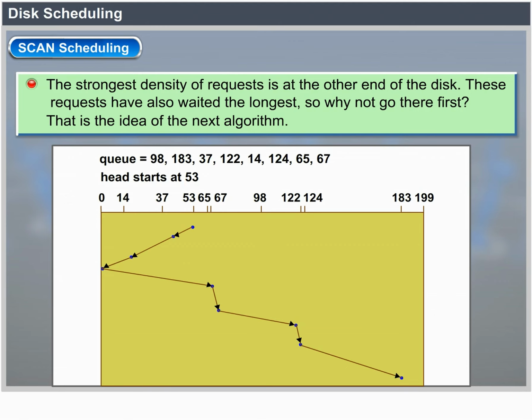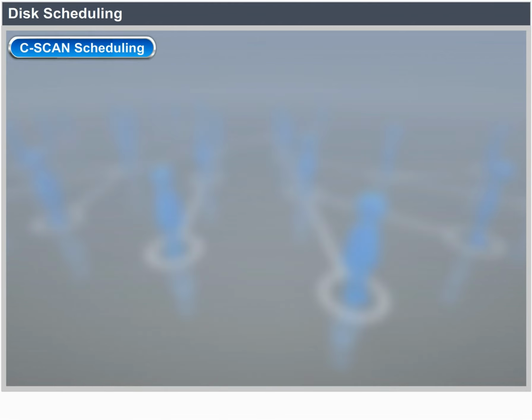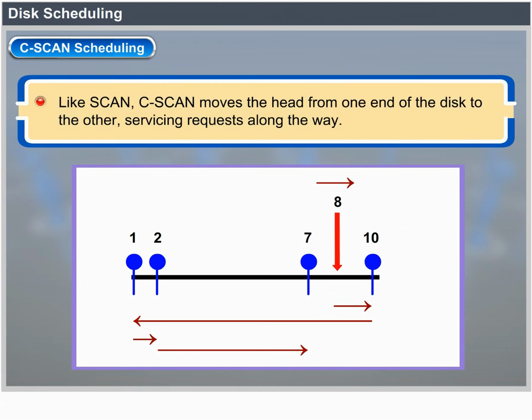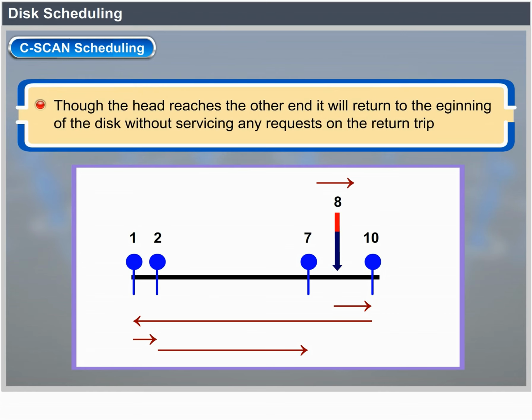C-SCAN scheduling. Circular SCAN, or C-SCAN, scheduling is a variant of SCAN designed to provide a more uniform wait time. Like SCAN, C-SCAN moves the head from one end of the disk to the other, servicing requests along the way. When the head reaches the other end, however, it immediately returns to the beginning of the disk without servicing any requests on the return trip. Figure below.